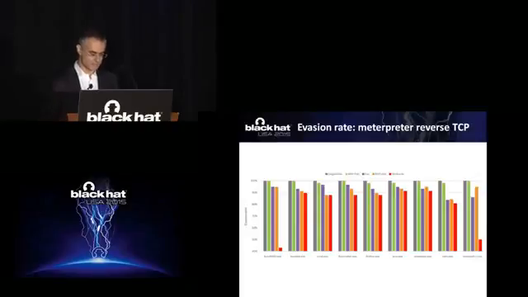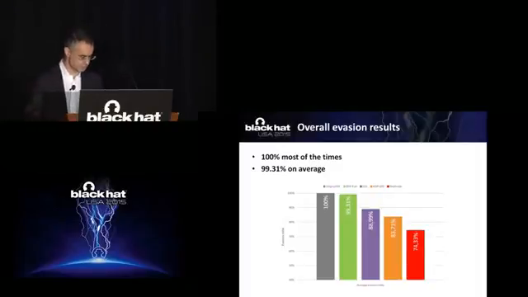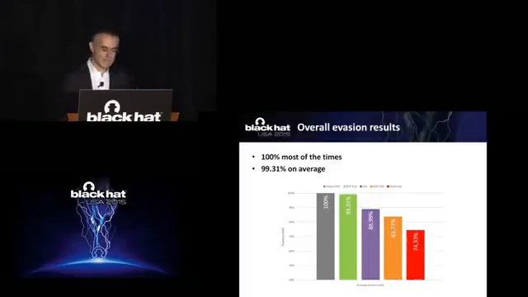These are the results for the Meterpreter reverse TCP. It's even better. So, in most of the cases, we achieve 100%, we bypass antivirus detection. On average, we have 99.31%.